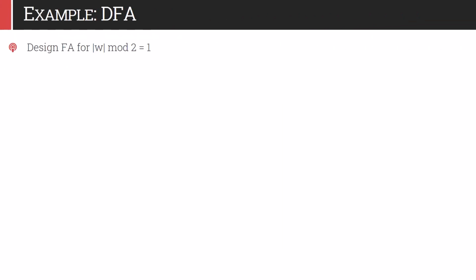Design finite automata for strings such that length of string mod 2 is 1. It means we are now drawing a DFA for the odd length strings, because an odd number mod 2 is always 1. So our language would be strings A, B, that is strings of length 1, then AAA, AAB, ABA, ABB, etc., strings of length 3, then strings of length 5, etc.